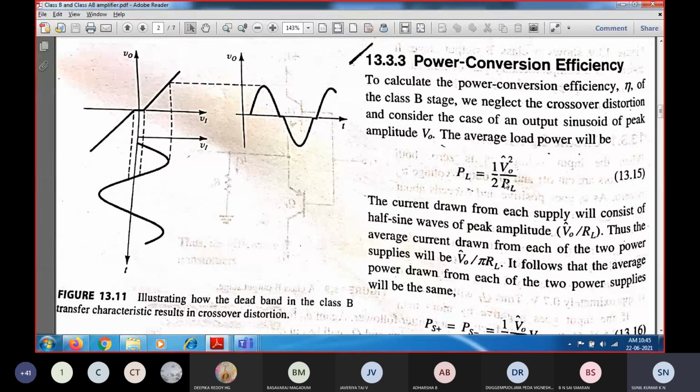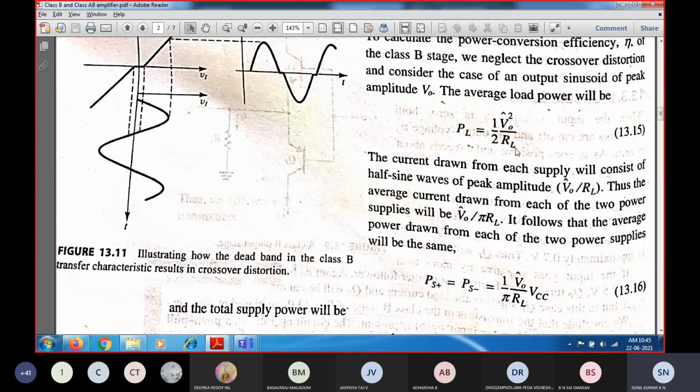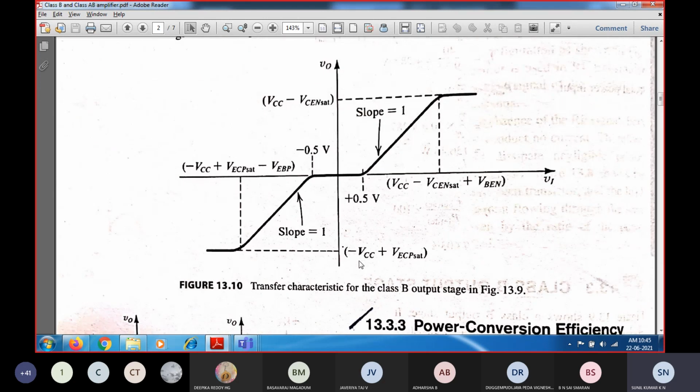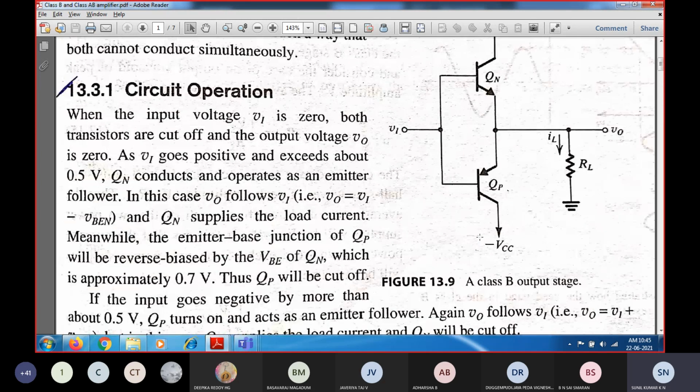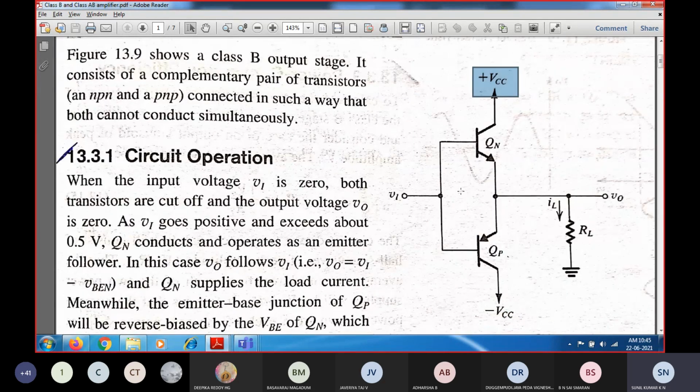Now we need to find out the DC supply power. Since we are going to have a two emitter follower configuration, working with respect to the NPN as well as the PNP transistor, we need to consider the current drawn from each supply, because two power supplies are considered. This is a negative power supply, and this is a positive power supply. The power delivered to the load consists of both the positive as well as the negative power supply.